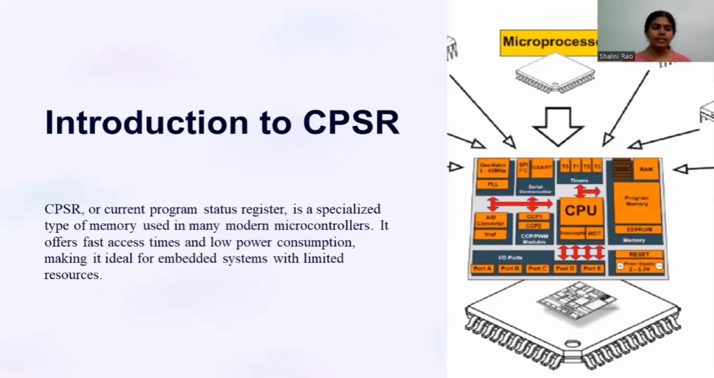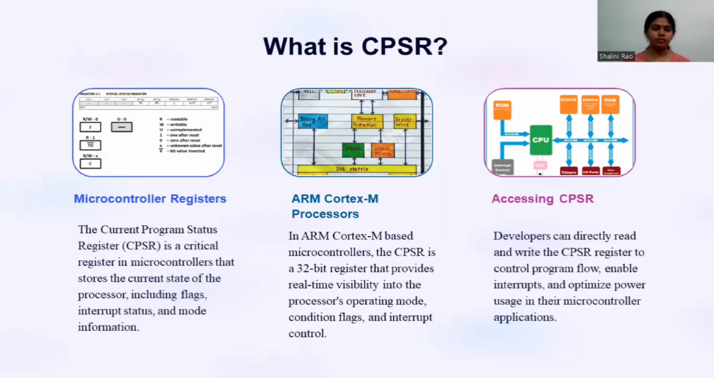Starting with the introduction, CPSR or Current Program Status Register is a specialized type of memory used in many modern microcontrollers. It offers fast access times and low power consumption, making it ideal for embedded systems with limited resources. In addition, the CPSR is a critical register in microcontrollers that stores the current state of the processor, including flags, interrupt status, and mode information.